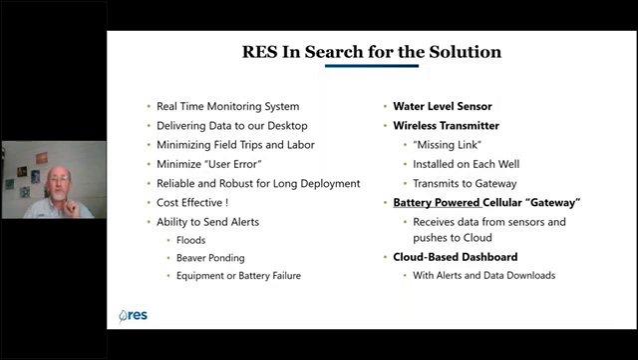And it's really very similar to if you have a home security system. You need the sensor. You need that sensor to be able to talk to a gateway. In our case, that gateway needs to be battery powered, maybe with a solar panel out there in the field, and that gateway then communicates with cellular. Data goes up to the cloud and comes back down to my dashboard. So that's what we went looking for.